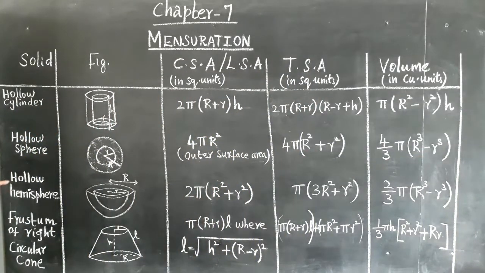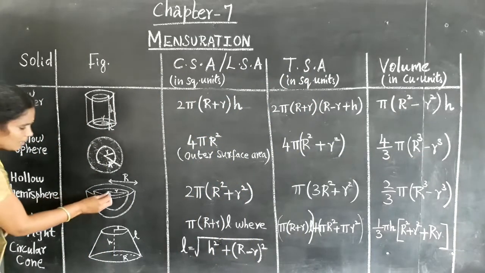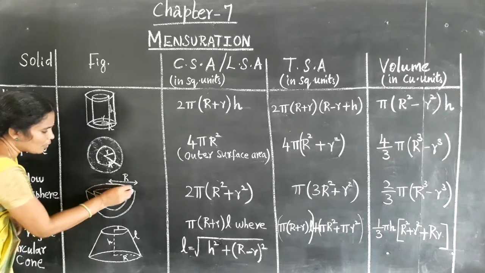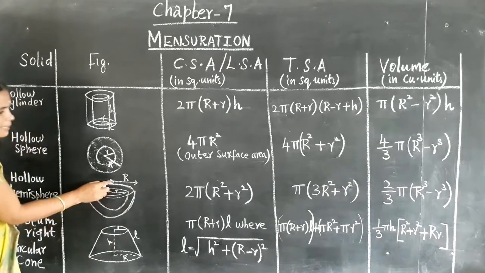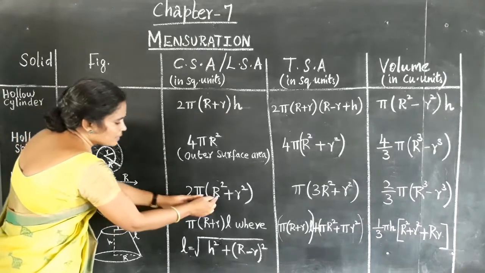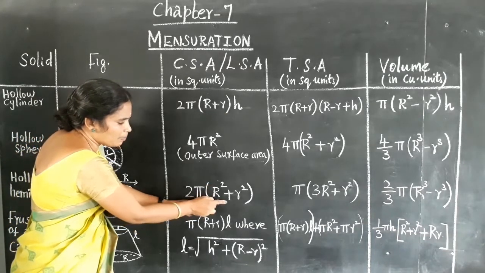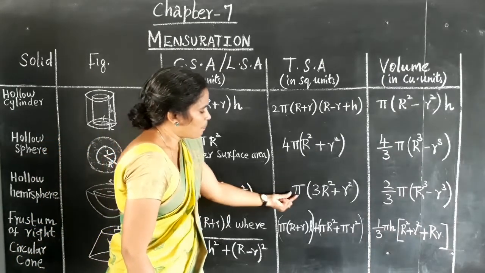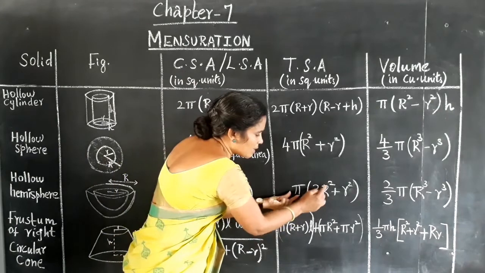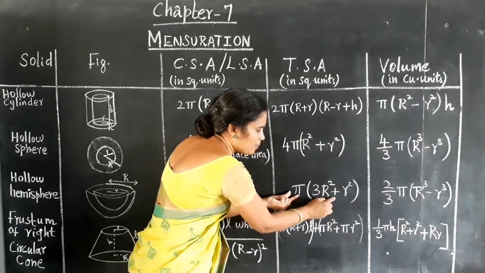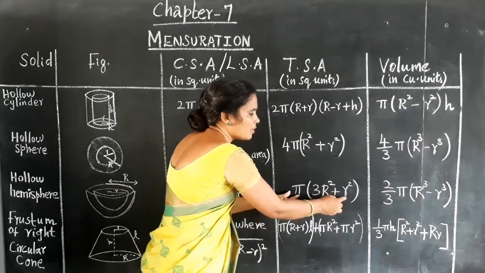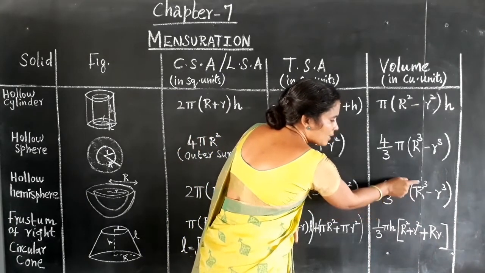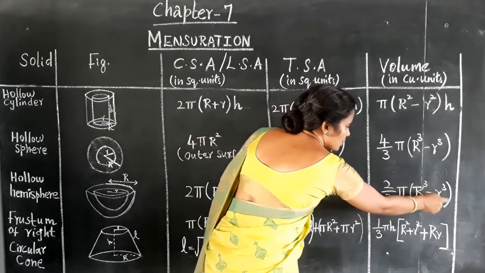And the hollow hemisphere, with small r for the inner and capital R for the outer hollow hemisphere. So CSA is 2π(R² + r²). Okay, and for TSA it is π(3R² + r²). Okay, and for volume, 2/3 π(R³ − r³).